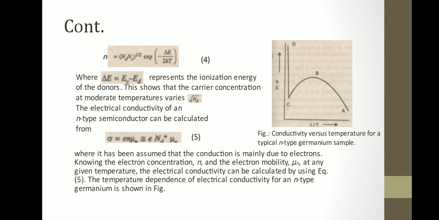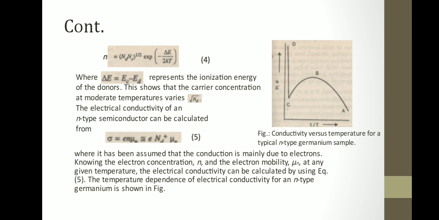The electrical conductivity of an n-type semiconductor can be calculated from sigma is equal to e n mu n. Here e is the charge, n is the electron concentration, and mu n is the mobility of the electrons. This is approximately equal to e ND plus mu n. ND plus is the ionized donor atoms, where it has been assumed that the conduction is mainly due to electrons. Knowing the electron concentration n and the electron mobility mu n at any given temperature, the electrical conductivity can be calculated by using equation 5.